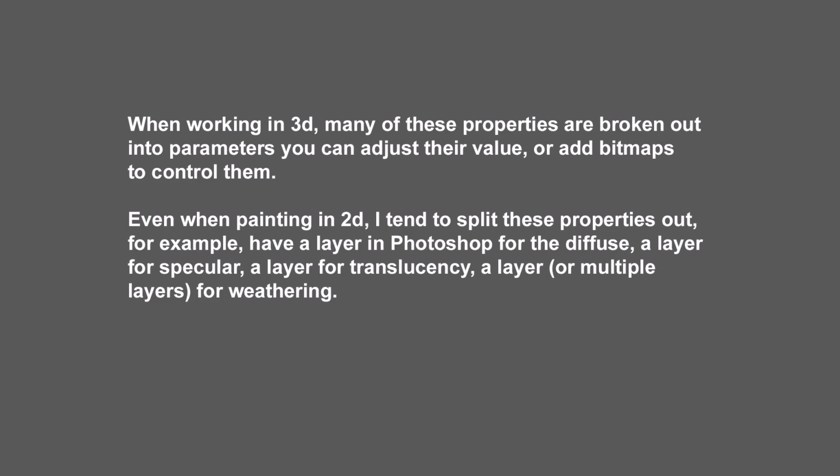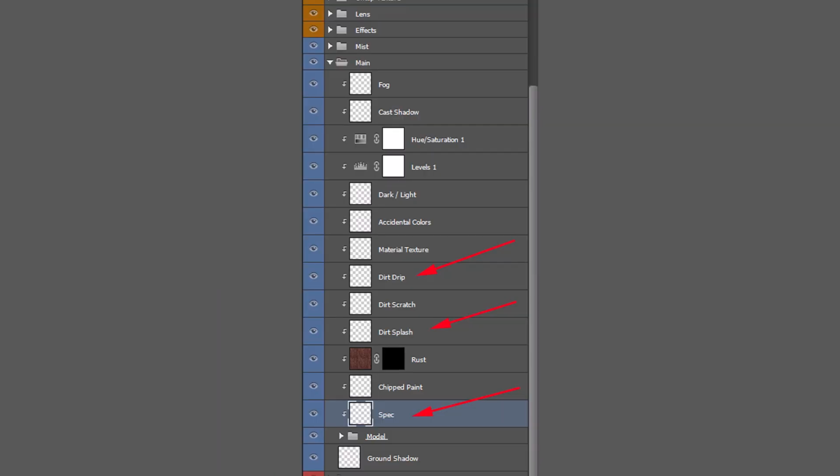So for example, edge wear, where little bits chip around the edges of surfaces, more scratchy sorts of wear, and then spots. So when working in 3D, many of these properties are broken out into parameters you can adjust their value or add bitmaps to control them. But even when painting in 2D, I tend to split these properties out. For example, have a layer in Photoshop for the diffuse, a layer for the specular, a layer for translucency, or a layer or multiple layers for weathering. And that allows me to control each one separately, which I feel allows me to get a more realistic result.